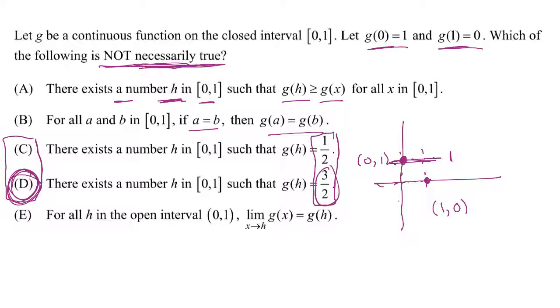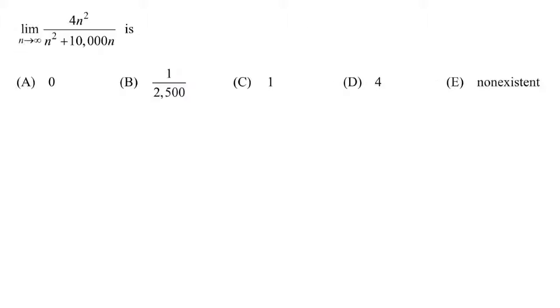We don't know that for sure. All these other things are occurring inside our given interval. They could happen. This one, there's no way it can happen. So the right answer is D.